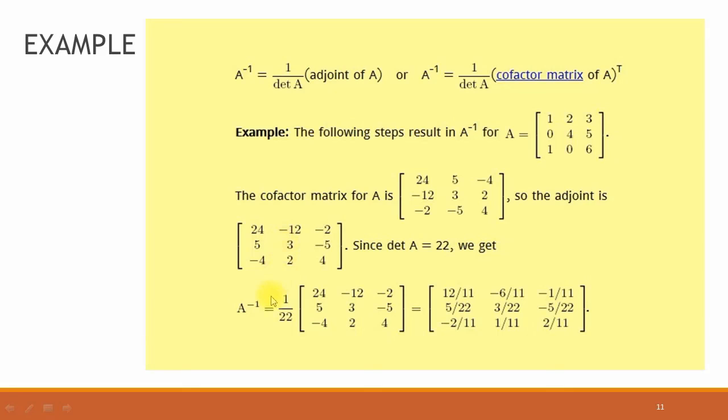And now using the formula, inverse of the matrix A is 1 over determinant and adjoint of the matrix A. So this is the determinant and this is the adjoint matrix of matrix A. Now multiply this adjoint matrix by 1 over 22, we get this is the inverse matrix for given matrix A.